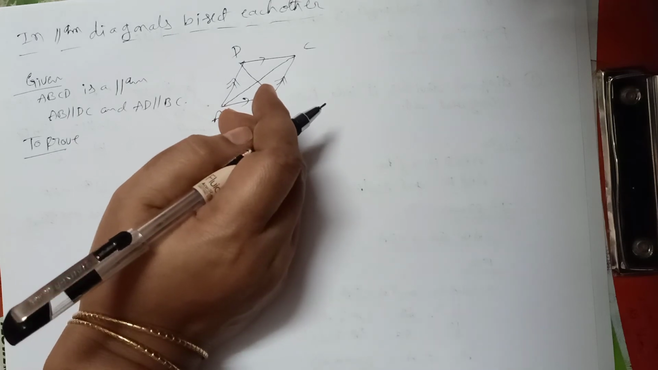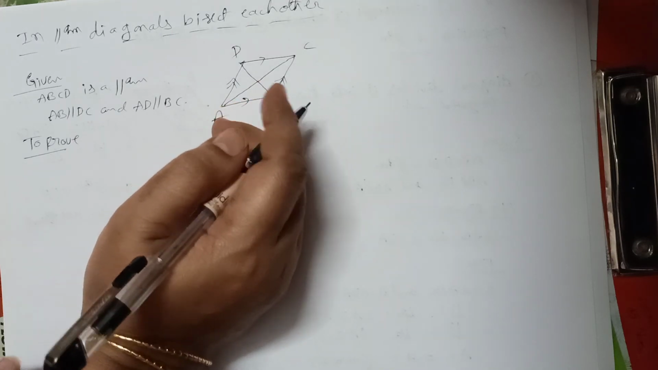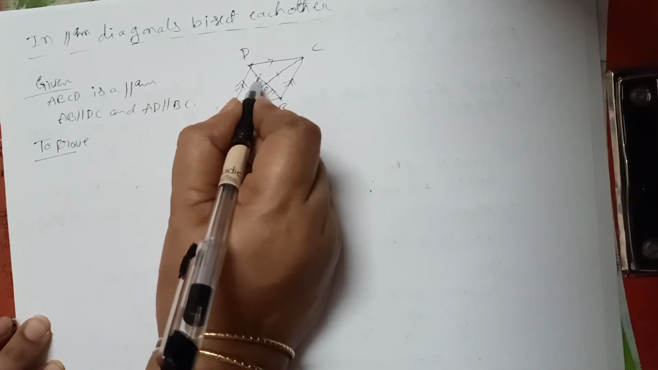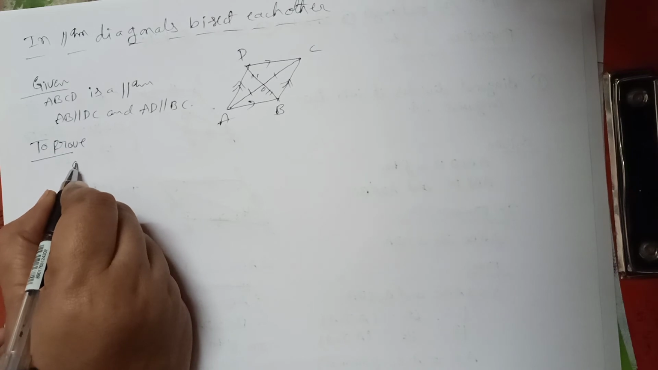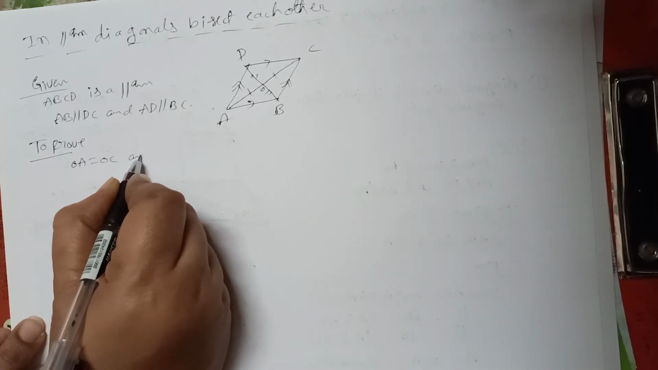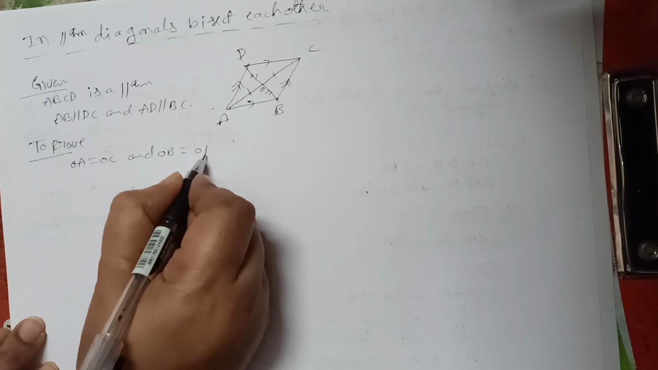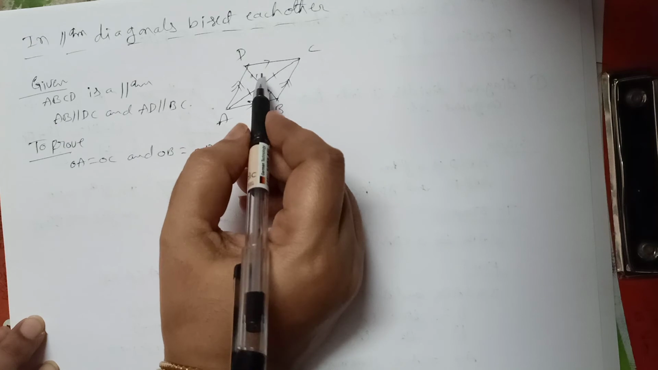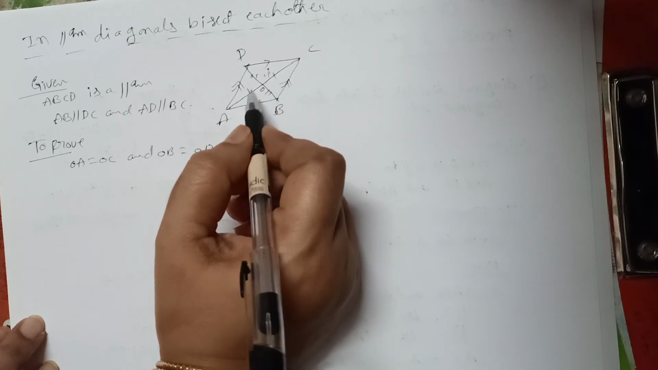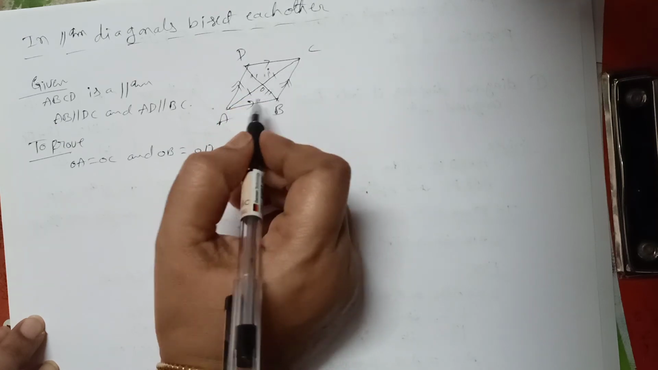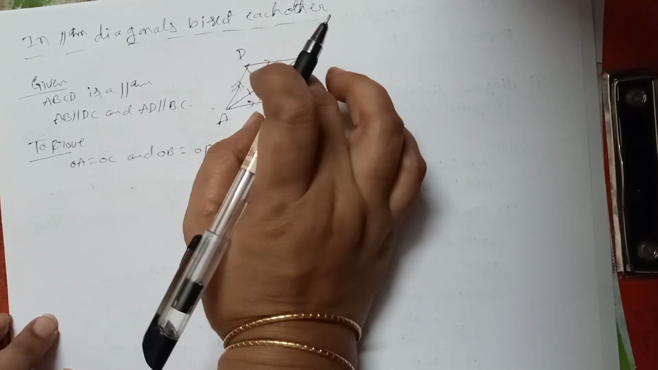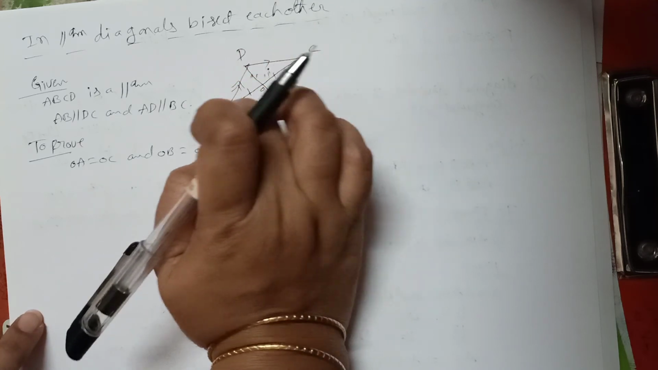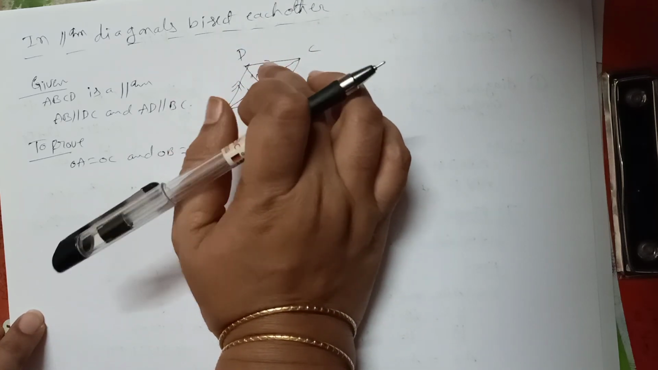Bisect means that line segment will divide into two equal halves. That means you have to prove OA is equal to OC, OB is equal to OD. So what is to prove? OA is equal to OC and OB is equal to OD. To prove this one, we have to prove these two triangles are congruent. If you prove any two opposite triangles, that is AOB and COD, or BOC and AOD. Here I am considering AOB and COD.